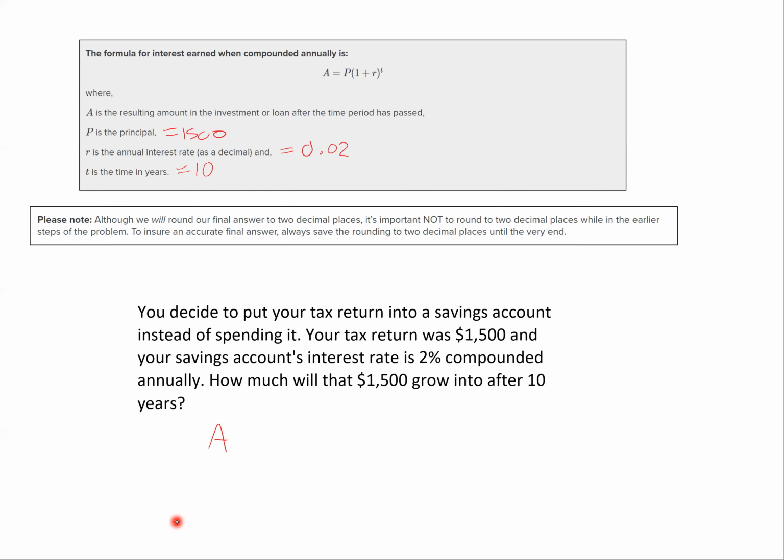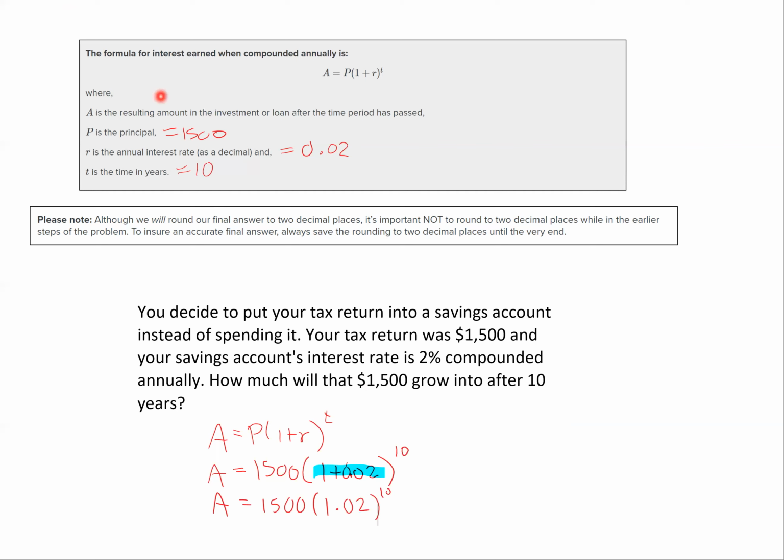So we're ready to go here. We're just going to write our formula. A equals P times 1 plus r to the t, and substitute our values in. So we're going to put A equals 1,500 times 1 plus 0.02 to the 10 power. If you've gotten this far, you're almost there. We just need to make sure we do the correct order of operations from here on out. Order of operations tells us to always start inside the parentheses first before anything else. So I'm going to say A equals 1,500 times 1.02, because I've added those two together, to the 10 power.